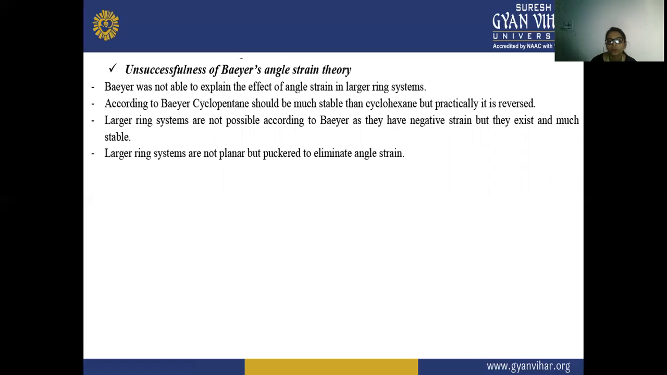According to Bayer, larger ring systems are not possible as they have negative strain, but the larger ring systems exist and have much more stability. They are not planar, but puckered, so they can eliminate the angle strain.